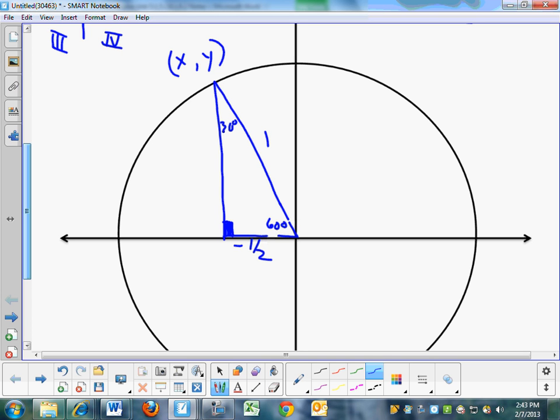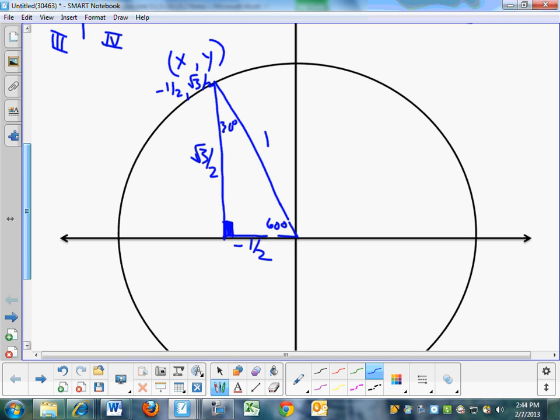And then what would this length be? Square root of 3 over 2. You notice it's not negative because you're going up. Whereas if you went down, it would be negative. So this coordinate is going to be negative 1/2, square root of 3 over 2. That's the coordinate for this 60-degree triangle.